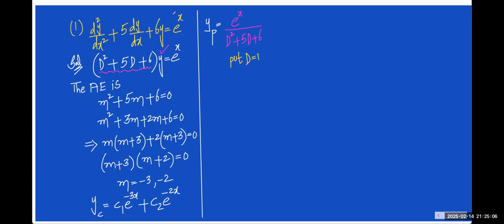If the right hand side value is e power x, this is called method 1. yp is equal to, if you replace d value with 1, what do we get? e power x by, tell me the answer. d value is 1. 1 plus 5 plus 6, how much will it be? 12. That's it.